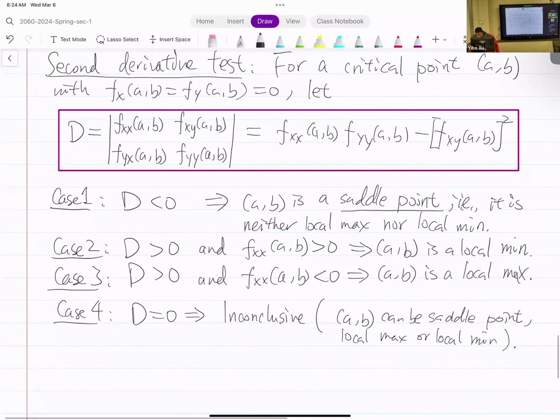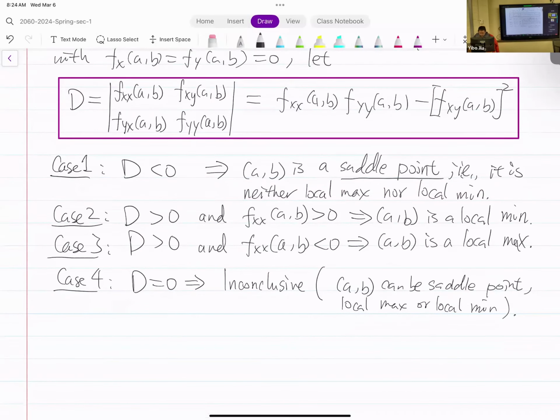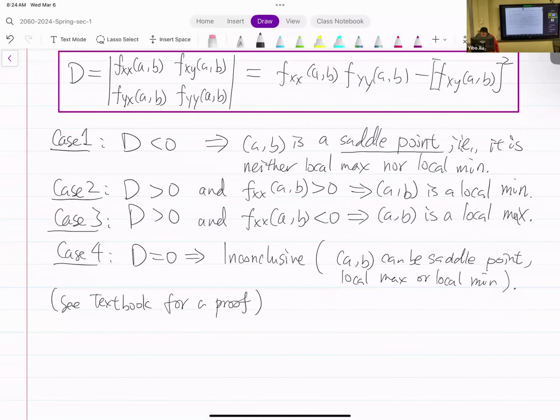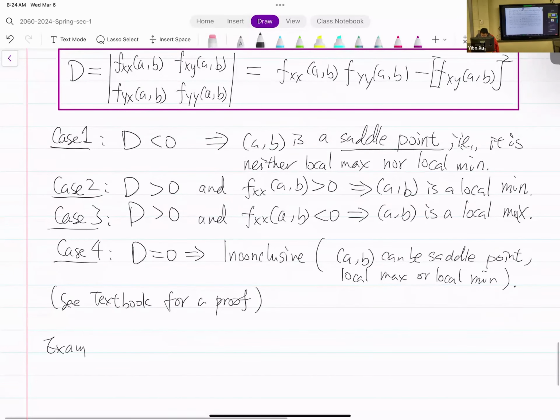Okay, so this test will give you the conclusion whether the critical point you're looking at is a local max or not, local min or not. Okay, so for proof, see the textbook. So usually when the proof is given in the textbook, then actually the result is somehow not so hard to comprehend. Okay? So let's look at an example.